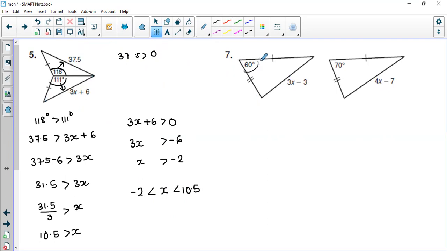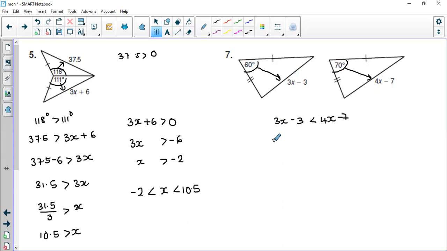Again, two angles are given and then the sides are given. And they said these sides are congruent to each other. From the angles, we can find out which side is greater and which side is lesser. So this side represents 60 and this side represents 70, which means of course 3x minus 3 is less than 4x minus 7. That's because this is 70 degrees and this is 60. 60 is of course less than 70.